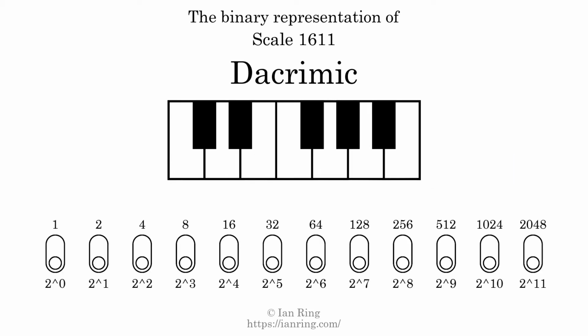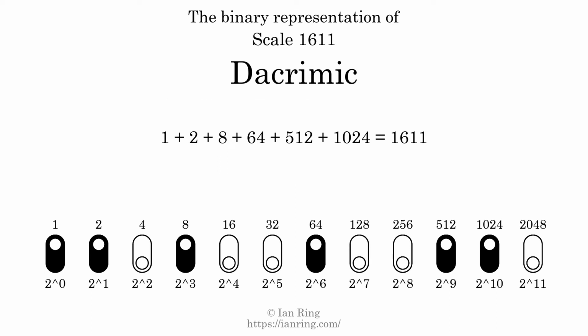The binary representation of this scale is determined by mapping tones of the scale to binary digits. Each binary digit represents a power of 2. To get the scale number, we add the powers of 2 together. The powers of 2 that are present in the scale, all added together, equals 1611. That is why the scale number, in decimal, is 1611.